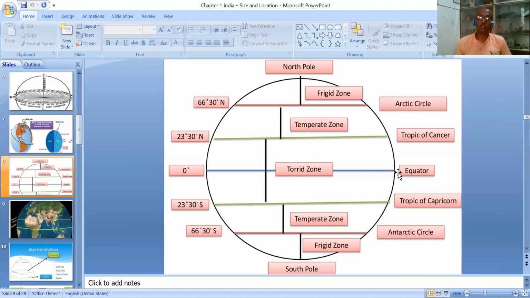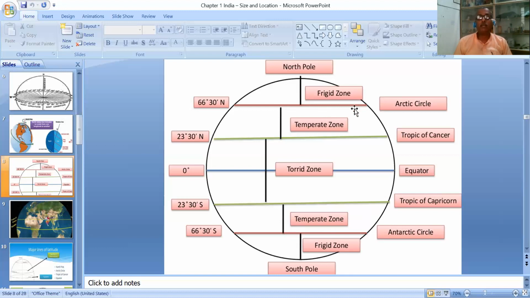Now we have understood there are five important latitudes which you have to remember for a long time, and you have to understand on the globe also. One is the equator, Tropic of Cancer, Arctic Circle, Tropic of Capricorn, Antarctic Circle. These are the five important latitudes on the globe. Now, these are also converted into zones according to the weather conditions and positions.